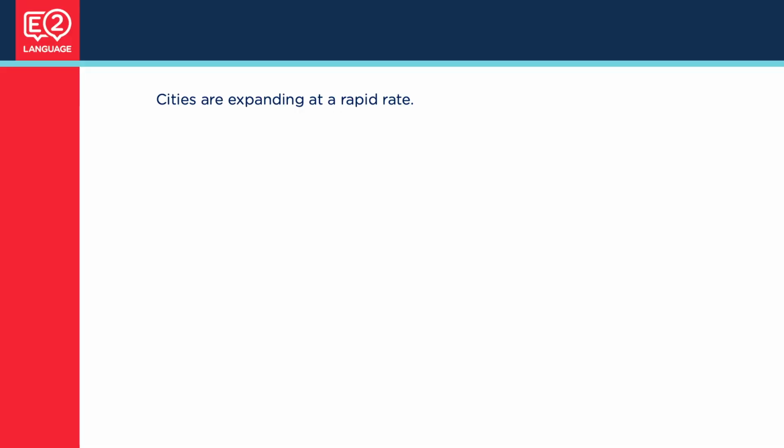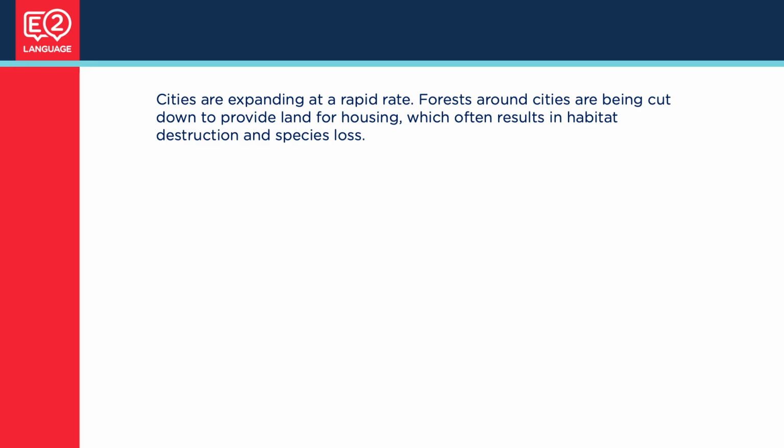Therefore. I'm going to go through those steps again. First sentence, cities are expanding at a rapid rate. Second sentence, forests around cities are being cut down to provide land for housing. That's fine, but I want to add a little bit extra complexity to this sentence, which often results in habitat destruction and species loss. Okay, so now I've got these two sentences and the relationship is not contrasting here. The relationship is cause and effect.